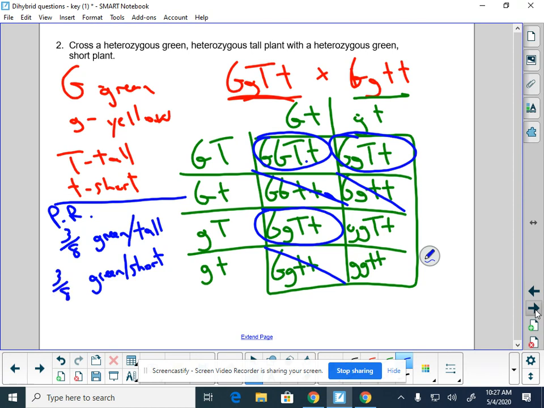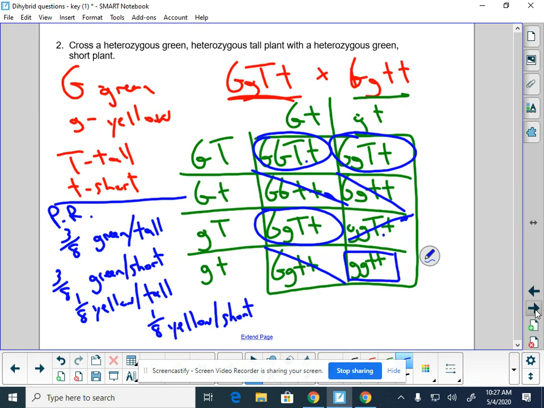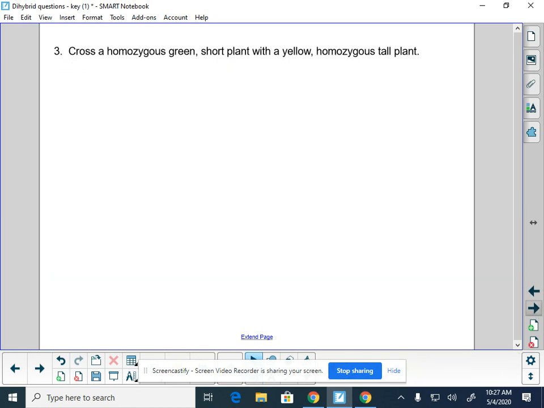Now I'll do this one. That would be yellow and tall. And that's the only one that's yellow and tall. So that's 1/8. And lastly, down here, we've got yellow and short. So 1/8 yellow short. Done.